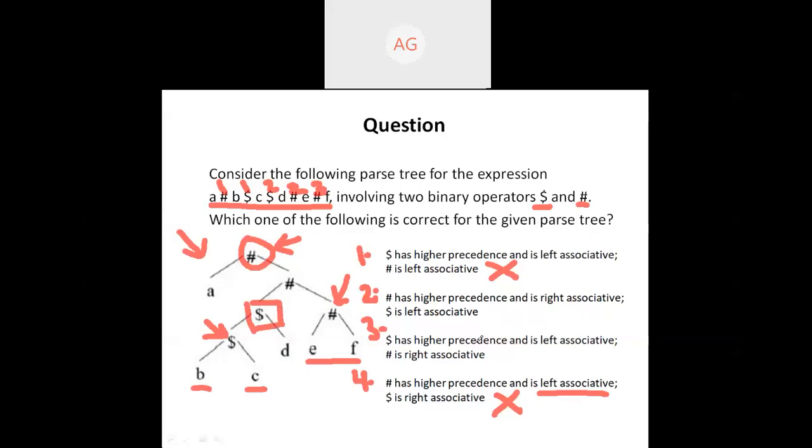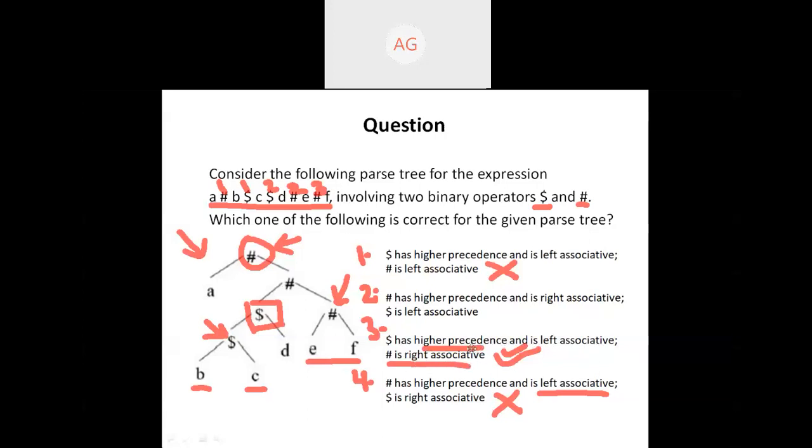So the third option is correct, because the dollar has the higher precedence, so it is evaluated first, and the hash has the least precedence out of these two, so the hash is going to be evaluated last. In the third option, dollar has high precedence and is left associative, and hash is right associative.